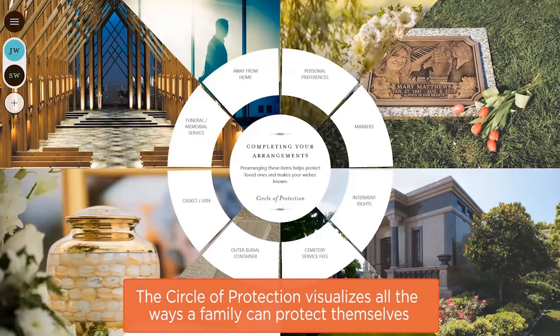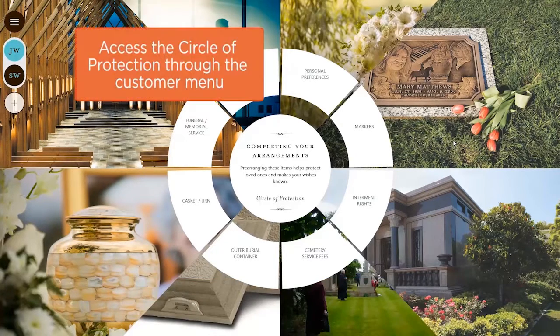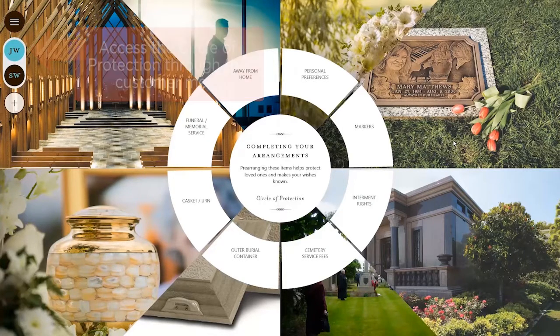Now that you've told the family the importance of prearranging, this screen is a great visual for you to provide an overview of all the ways they can protect themselves by prearranging. The circle of protection can be accessed at any time through the customer menu. You will see later that the circle of protection is dynamically updated based on the selections made through the presentation.